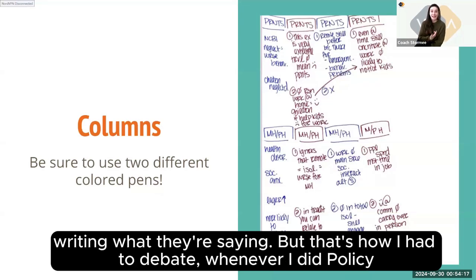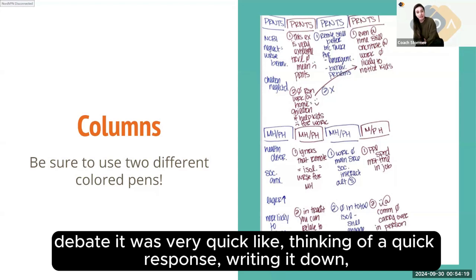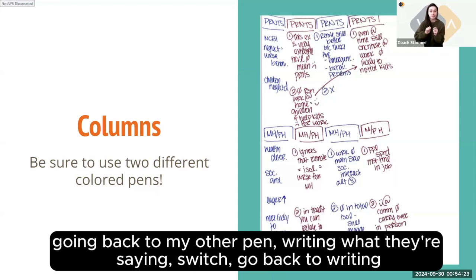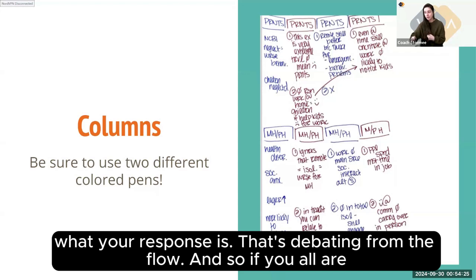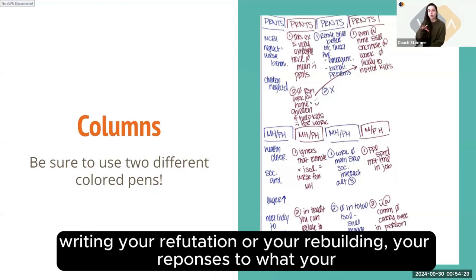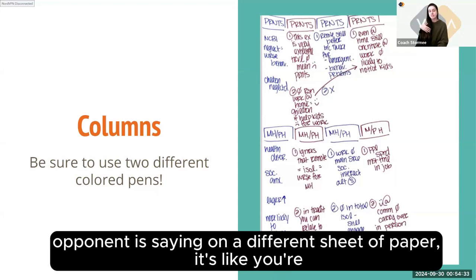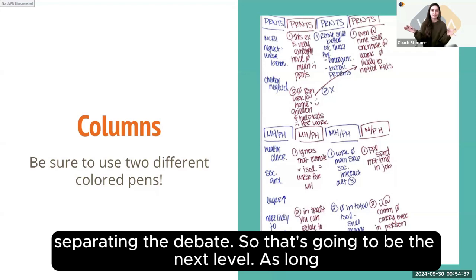But that's how I had to debate whenever I did policy debate. It was very quick: thinking of a quick response, writing it down, going back to my other pen, writing what they're saying, switch, go back to writing what your response is. That's debating from the flow. And so if you all are writing your refutation or rebuilding your responses to what your opponent is saying on a different sheet of paper, it's like you're separating the debate. So that's going to be kind of like the next level.